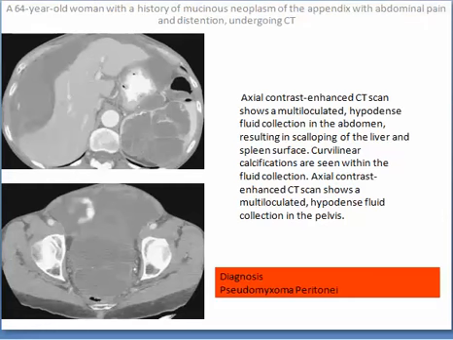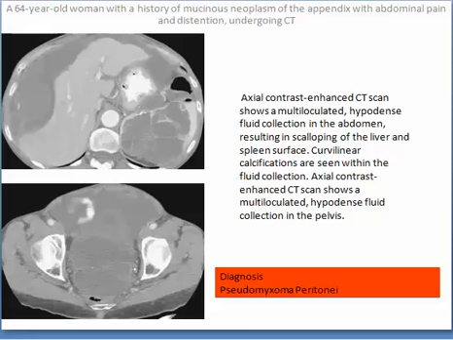Now, what is it? The liver is pushed with a large low density tissue which fills the peritoneum, and even the spleen is pushed aside and even extending into the pelvis. A 60-year-old woman with history of mucinous neoplasm of the appendix, multiloculated hypodense fluid collection in the abdomen resulting in scalloped liver and spleen. This is the spleen. Curvilinear calcifications in some.